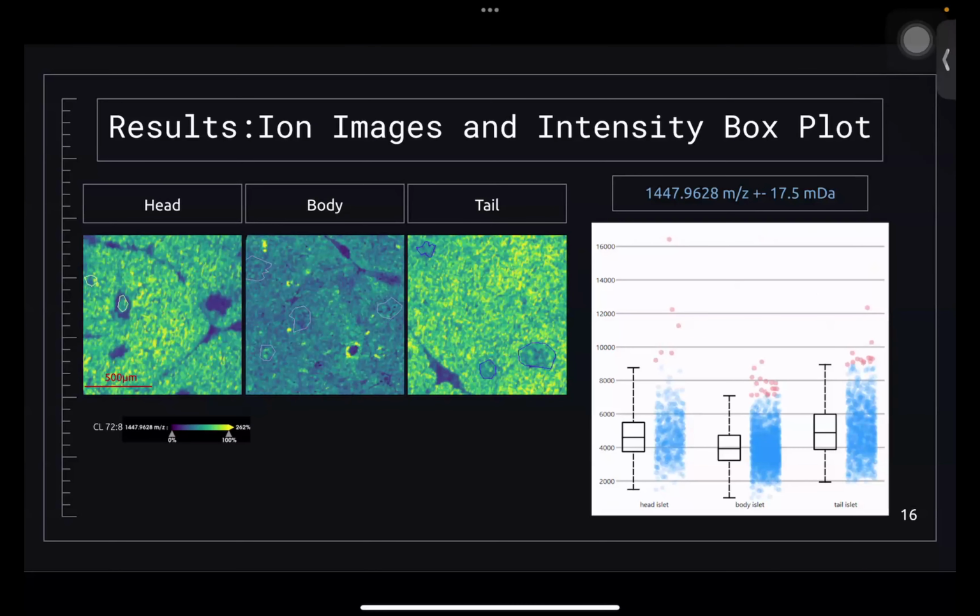Same thing for here. Visually, I was looking at this ion and I noted that qualitatively, it looks like that lipid was less intense or less abundant in the body. Looking at the box plot, you do see that the intensity is a bit higher in the tail. You can see that qualitatively, but also quantitatively, because the median intensity of the tail islet is larger. And I had a tentative identification of this lipid as well, which is interesting.